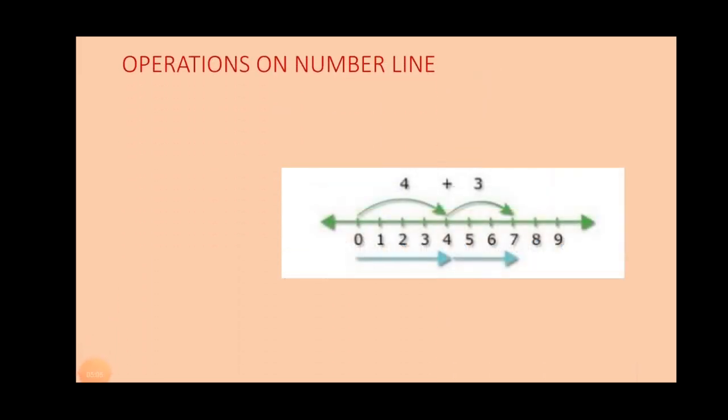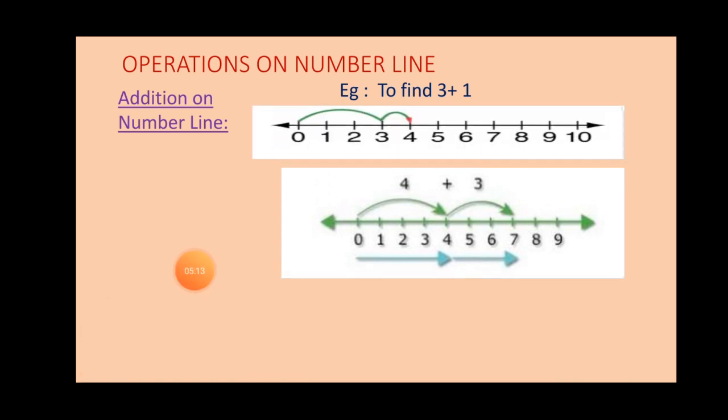Now let us learn about operations on the number line. First we'll learn about addition on the number line. We have taken the number 3 and we want to add 1 to it. First we need to draw one number line and mark an arrow on both sides. That represents that this number line can be extended indefinitely on both sides. And as we learned, we'll mark all the whole numbers on it at an equal distance to the right of 0. Fine children.